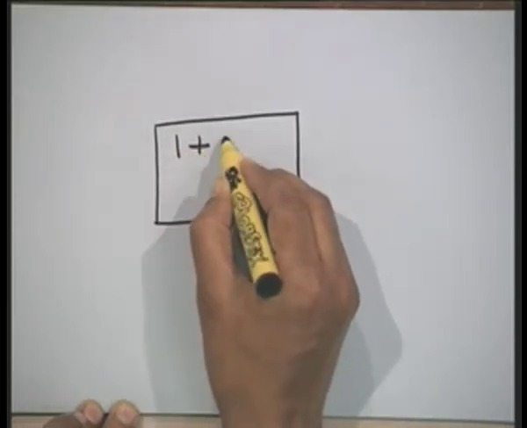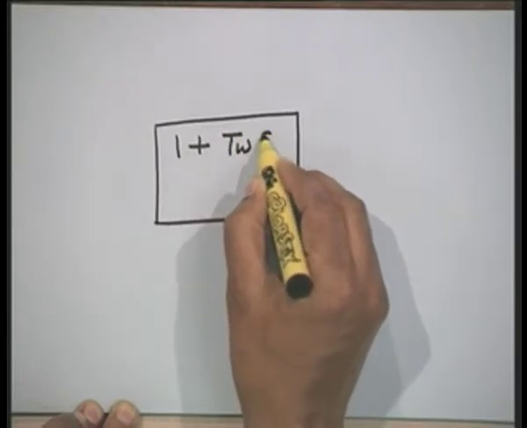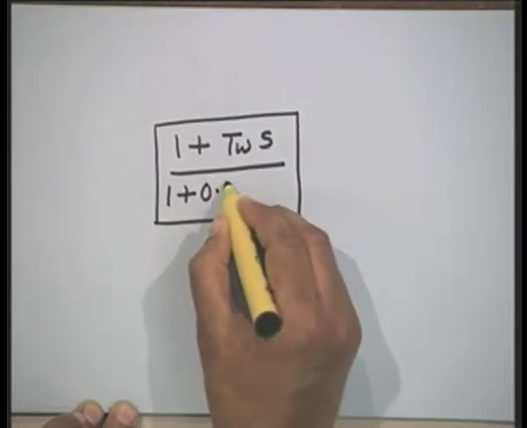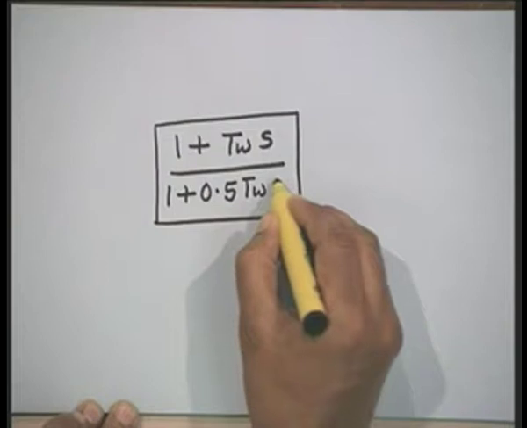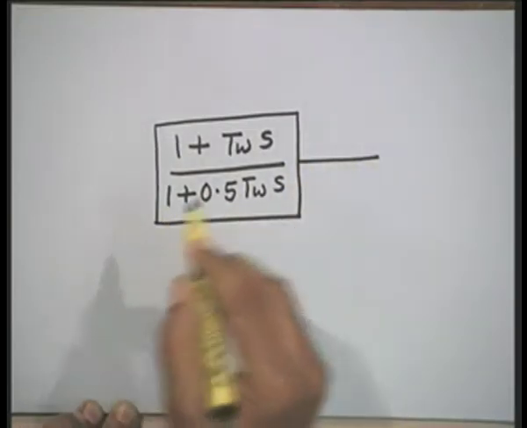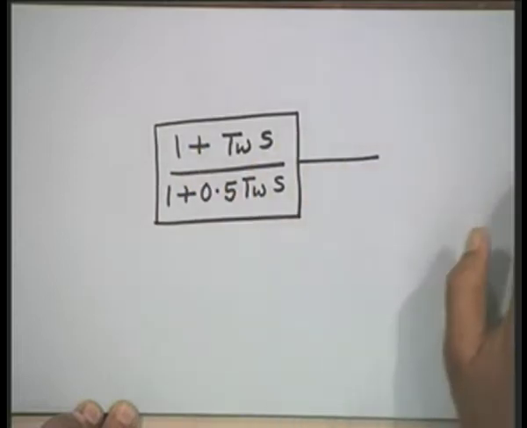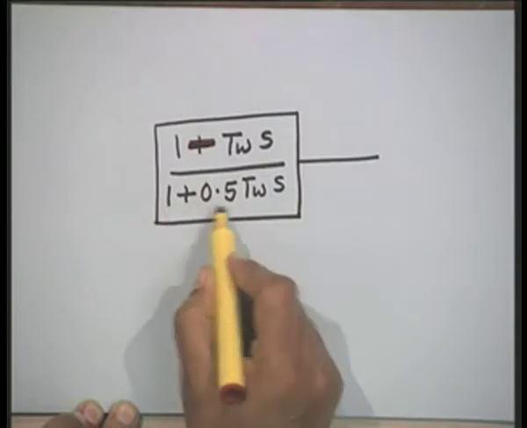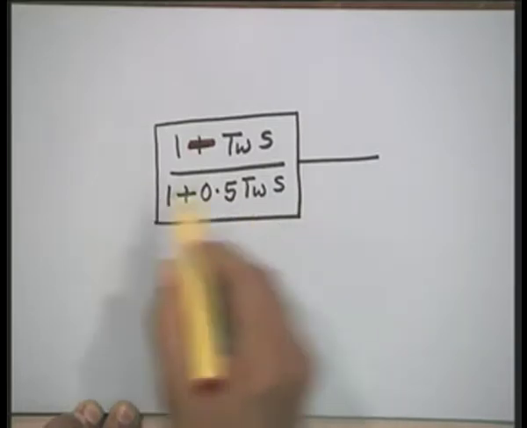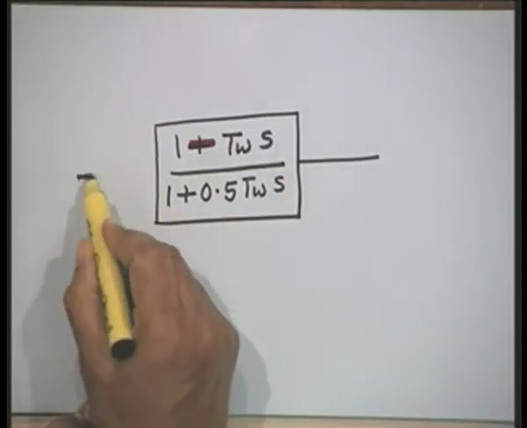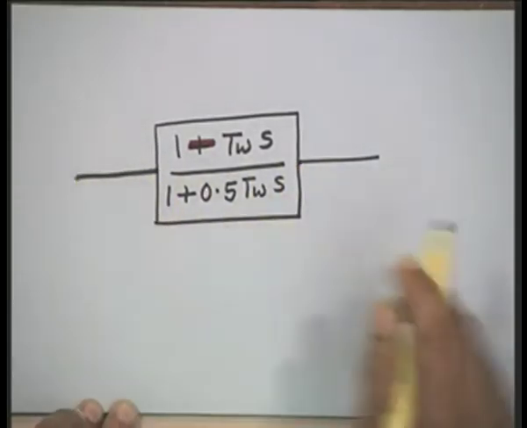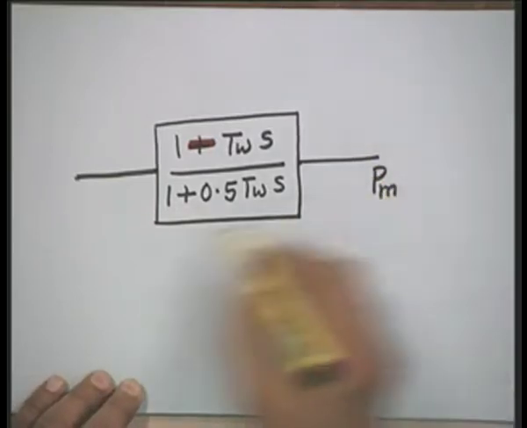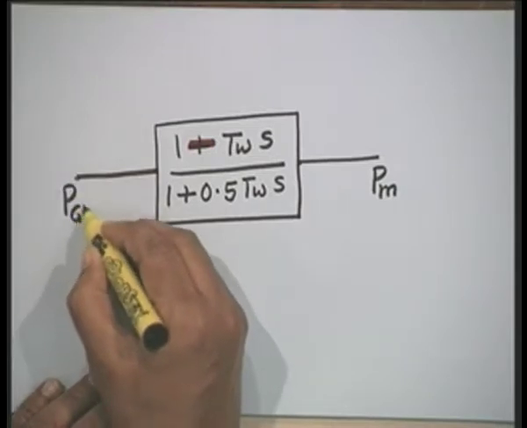is 1 plus TW S over 1 plus 0.5 TW S. This is minus here. Correct, thank you. This is minus, 1 minus TWS over 1 plus 0.5 TWS, okay. Now, we can write down here mechanical power output Pm and the gate position Pgv.